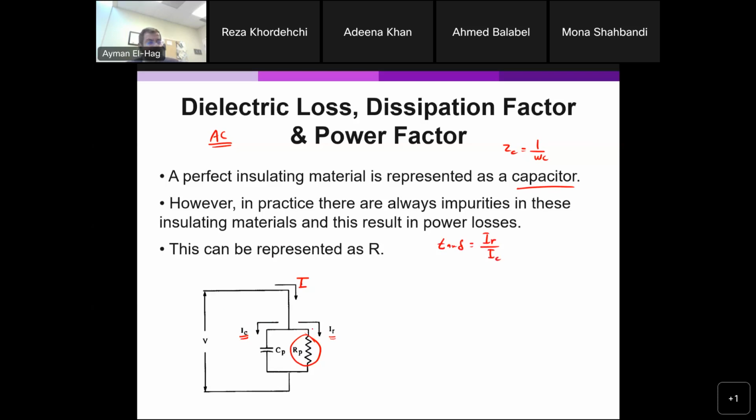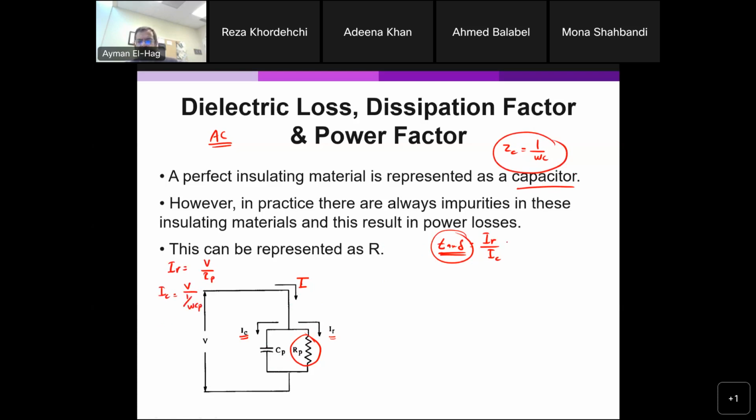That is the definition of the tan delta. Now, we will not be able to measure that current. It's very difficult to measure. We'll see how we will measure the tan delta practically. But basically, what does this actually represent? Now, when you look to IR, this is a simple circuit model. Your IR is nothing but the voltage divided by RP. That is your IR. IC, on the other hand, is the voltage divided by the impedance of the capacitor, which is 1 over omega Cp.